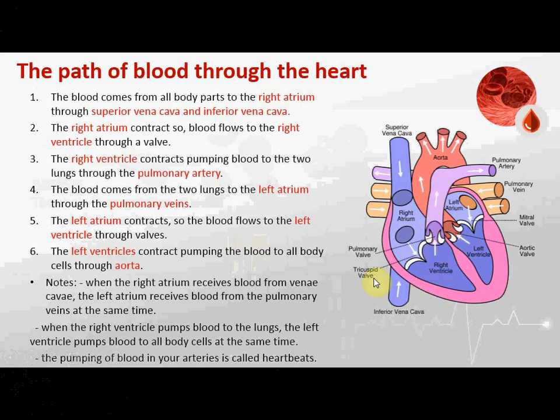Again, the first step: blood comes to the right atrium from where? From the superior vena cava and inferior vena cava. And then the right atrium contracts to pump blood from the right atrium to the right ventricle. And then the right ventricle contracts, pumping blood to the two lungs through what? Through the pulmonary artery to reach the two lungs.